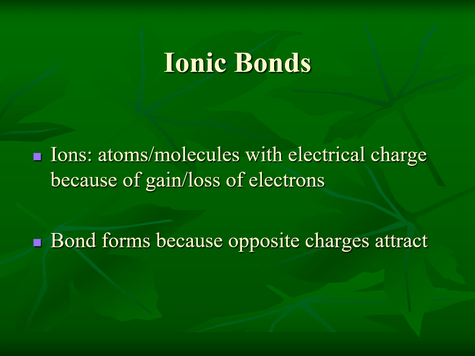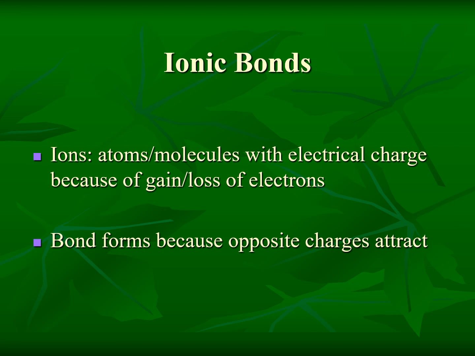There are 3 main types of bonds that we talk about in biology: ionic, covalent, and hydrogen. The differences between them have to do with what happens with the electrons. So ionic bonds are formed, if you want to think of it as a 2-step process, when an atom gives up an electron or receives an electron.